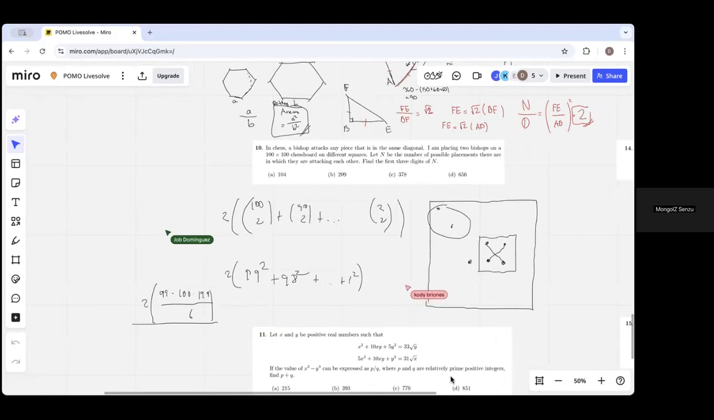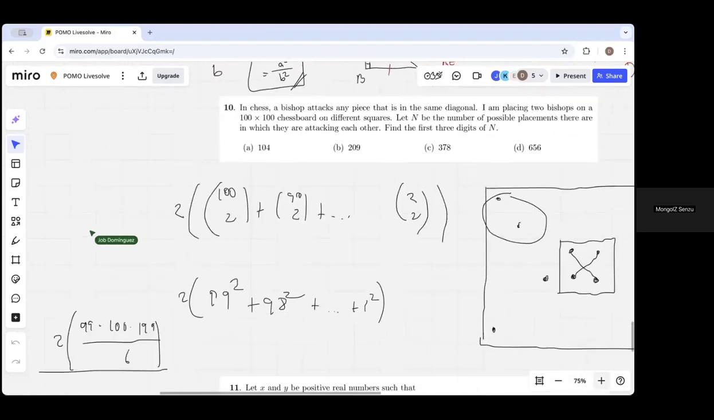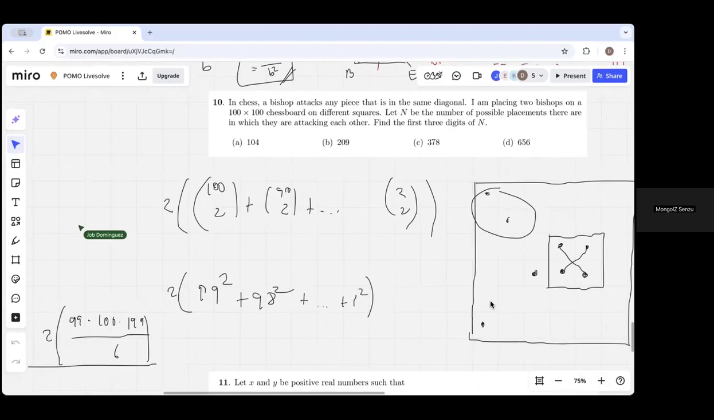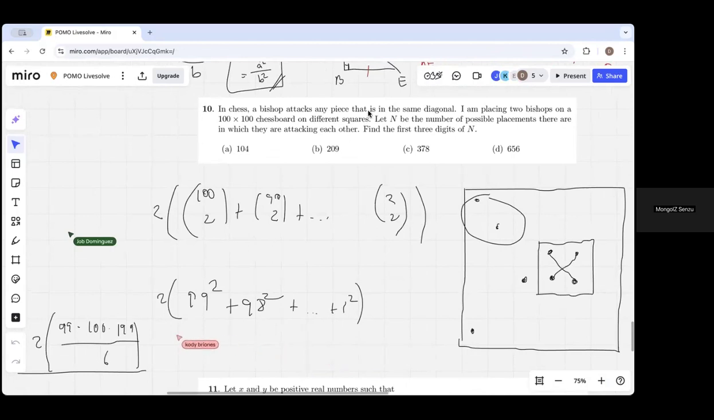So that's a really nice bijection I found while thinking about squares and stuff. I don't know the final answer. I am so sorry, guys. But this should be 656 something.